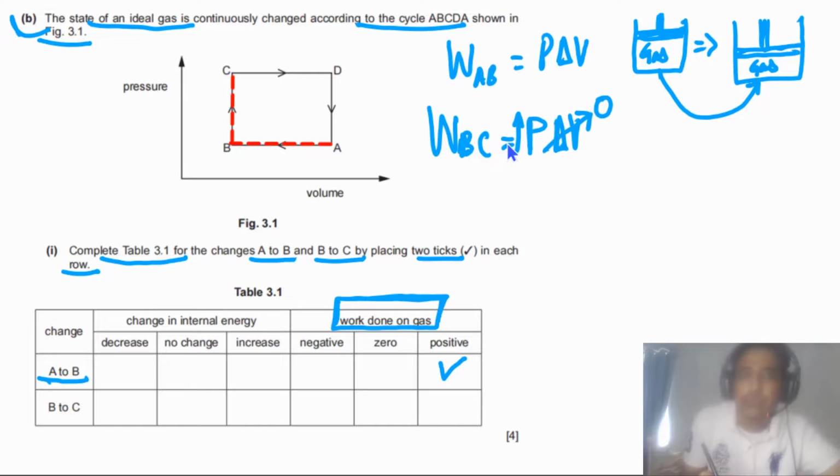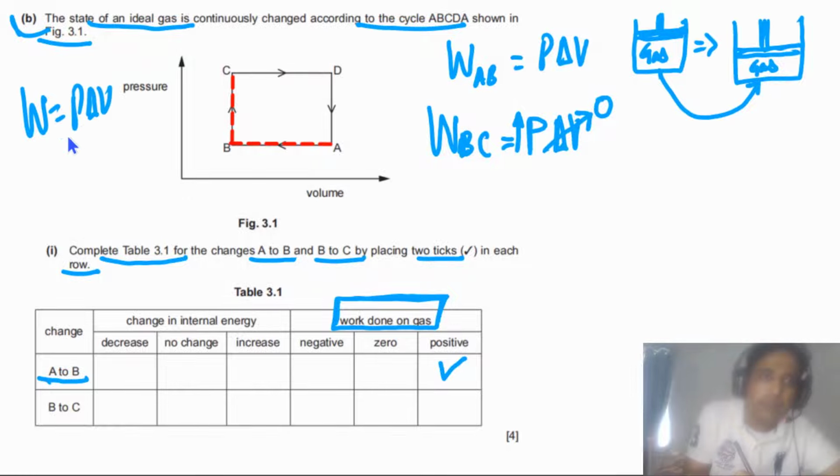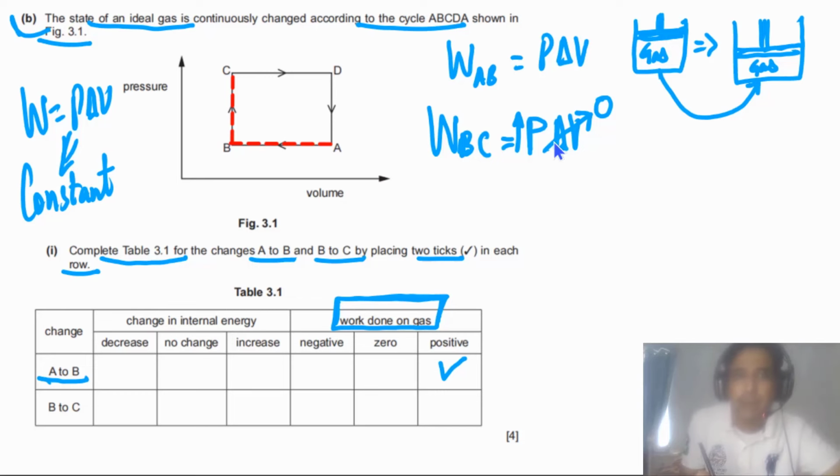One thing you need to understand: we use the formula W = P times delta V. This P is constant, which is a very important point. For constant P you can use this formula, but in this case delta V is equal to 0. So it means the work done between B and C is equal to 0. So simply we will write it here, because work done is equal to 0.